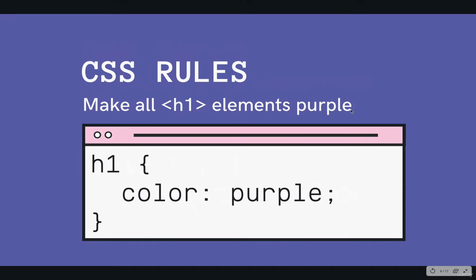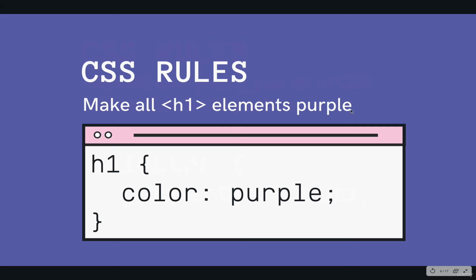So let me make this a bit more real. Here is how we would make all H1 elements on our page, of which there should only be one in the first place. Here's how we make them all purple. H1 and then curly braces, color: purple. So this will make all H1s purple.